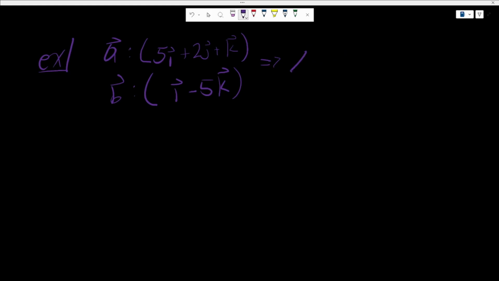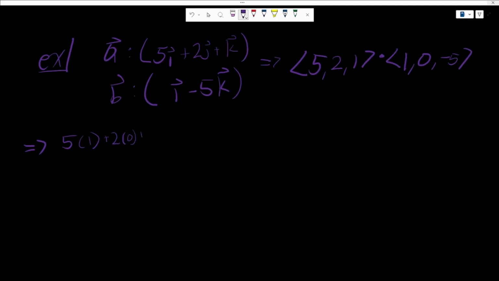So vector A will just be 5, 2, 1, dotted with vector B, we'll have 1. There isn't any j, so we'll have 0. And then minus 5 for our k. So if we perform our dot product operation, we'll have 5 times 1 plus 2 times 0 plus 1 times negative 5. And we'll see this is equal to 5 plus 0 minus 5, and that will just all simplify to 0.